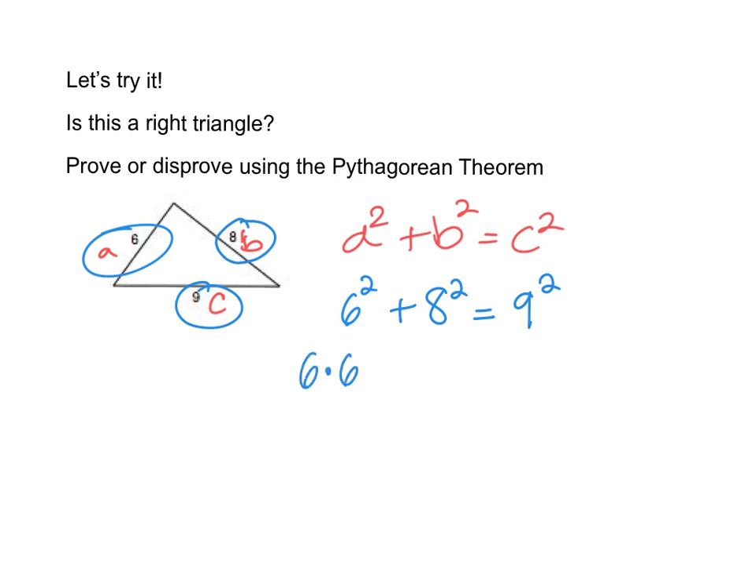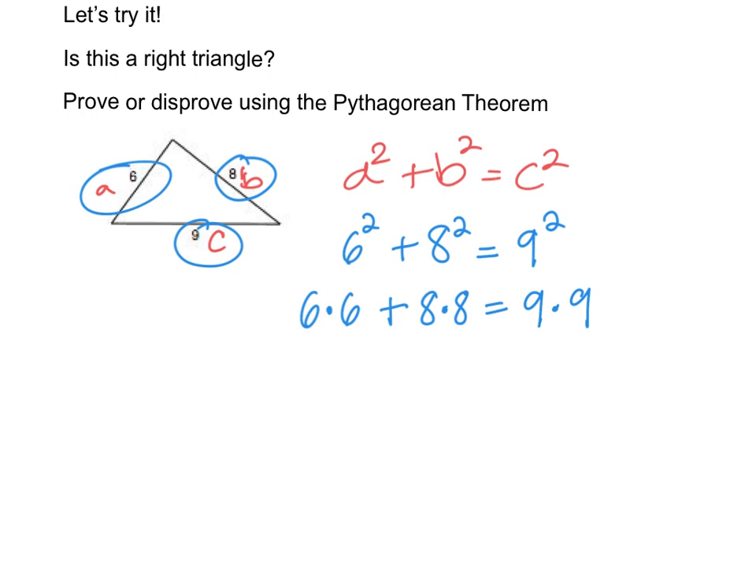And I'm going to show you this on this one, and then the next ones I'm not going to write all this out. So 6 times 6 plus 8 times 8 has to equal 9 times 9 for this to be a right triangle. Now, we know that we need to multiply before we add those together because of the order of operations, which says multiplication comes first. So I have 6 times 6 is 36 plus 8 times 8 is 64 equals 9 times 9.